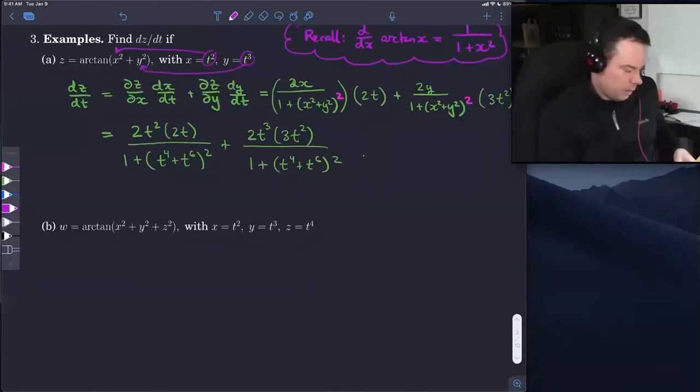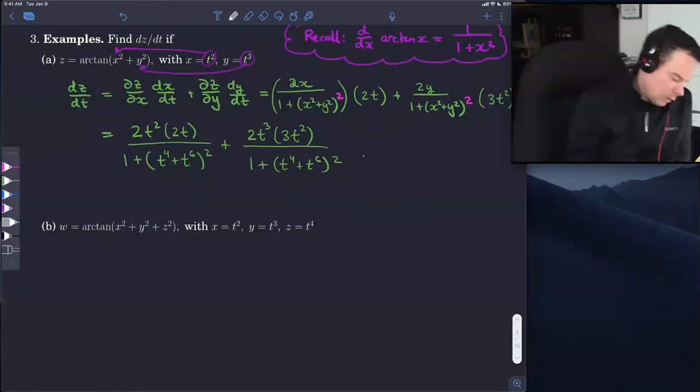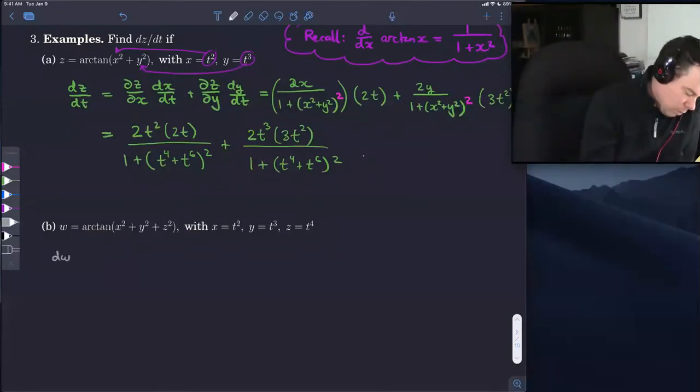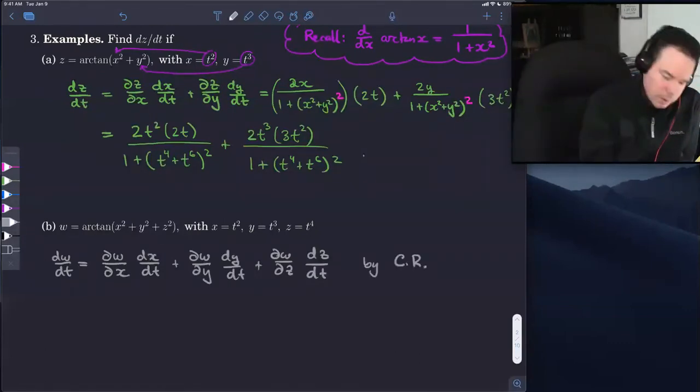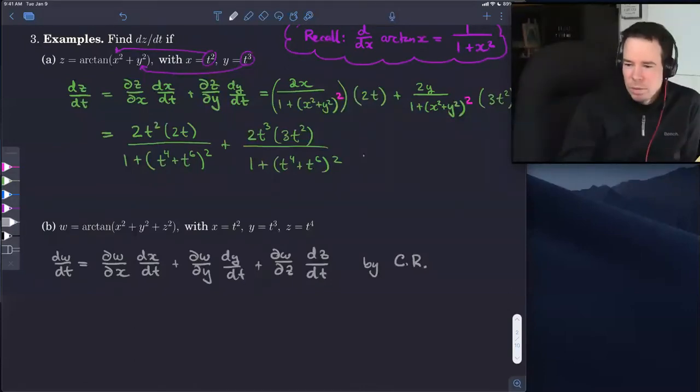So let's go ahead and look at the next example. This is just to see that this sort of pattern continues. I want to know what dw dt is. dw dt is del w del x dx dt plus del w del y dy dt plus del w del z dz dt. That's by the chain rule. And you might say, well, the chain rule above only applied to 2 variables.